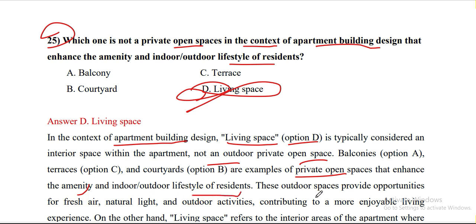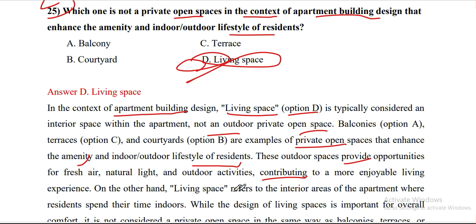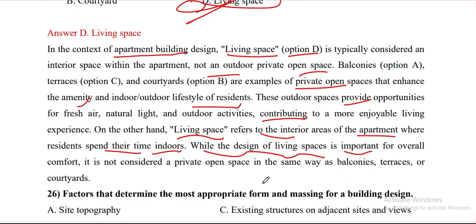The outdoor spaces provide opportunities for fresh air, natural light, and outdoor activities, contributing to a more stylish experience. Living space refers to the interior areas of the apartment where residents spend their time indoors. While the design of living space is important for overall comfort, it is not considered a private open space.